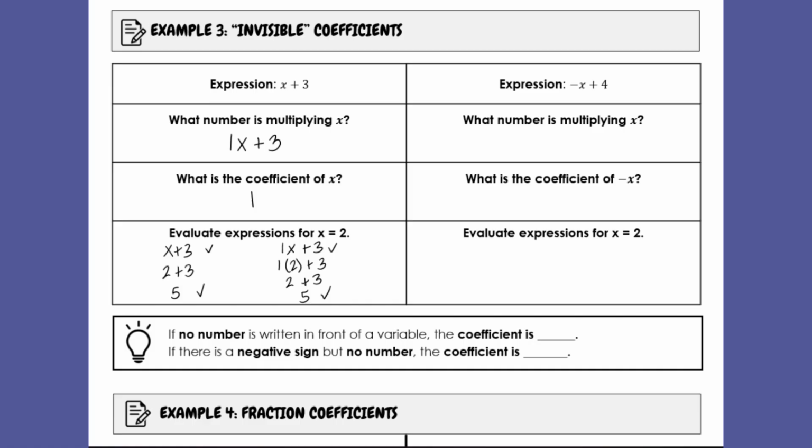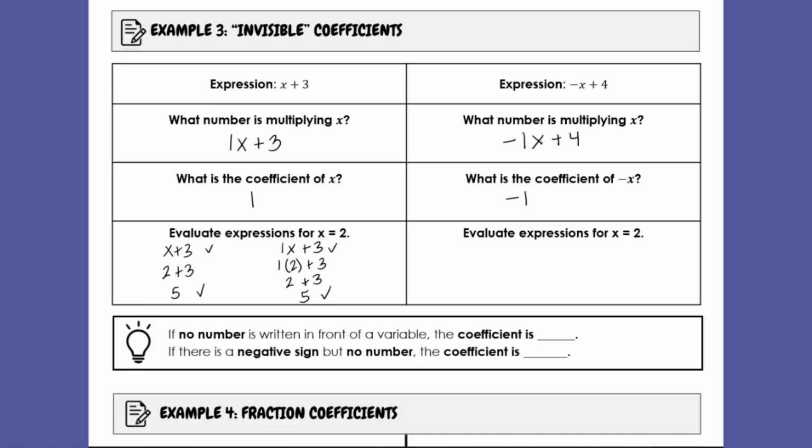If we look at the right side, you'll see how it's similar, where we have an expression that says -x plus 4. Thinking about what number is multiplying x is similar to what we just talked about. There is a number multiplying x, and in this case, it's like -1x plus 4, where the coefficient of x would be -1. So we have -1 as our coefficient.